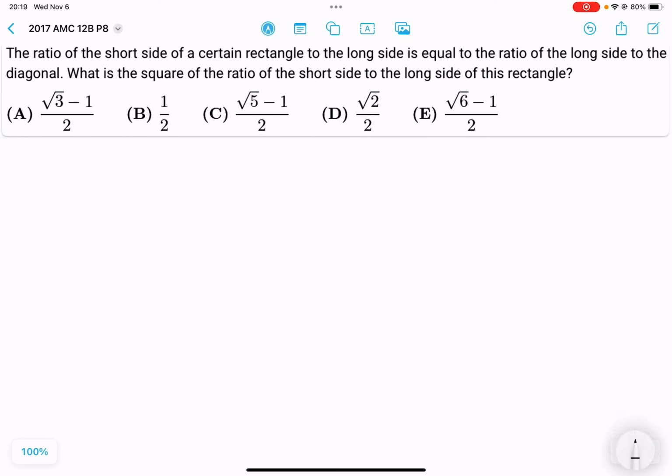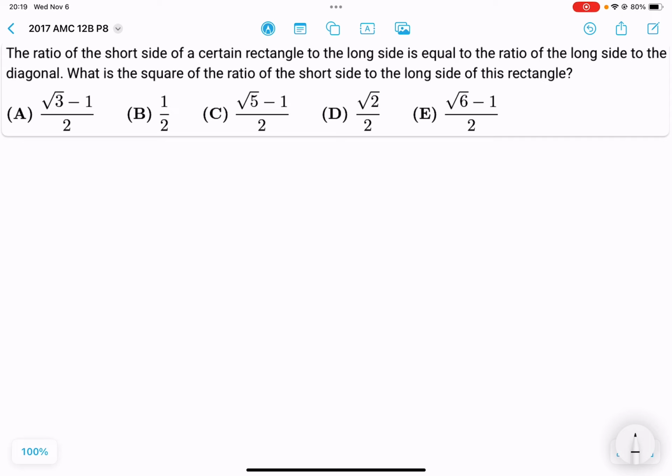This is 2017 AMC 12B Problem 8. The ratio of the short side of a certain rectangle to the long side is equal to the ratio of the long side to the diagonal. What is the square of the ratio of the short side to the long side of this rectangle?